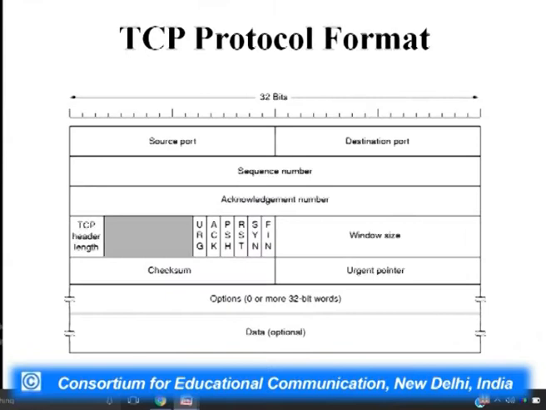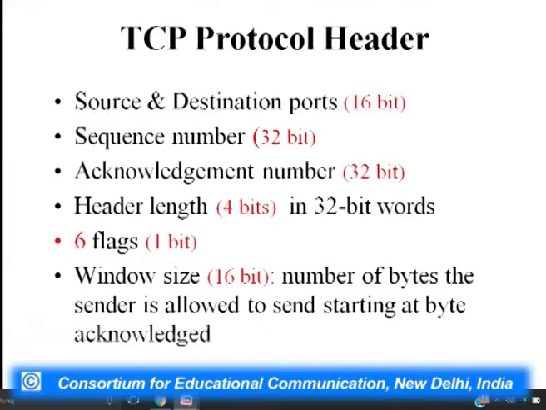Now, the next field is your header length, the TCP header length, and it is 4 bits in 32-bit words. What does it mean? That means if you have to specify length, you can say length is 0 32-bit words, length is 1 32-bit word, length is 3, up to how much? 15, because 4 bits means 2 raised to the power 4, which is 16, and 16 values means 0 to 15. So the header length can be 0, 1, 2, 3, 4, 5 up to 15. At a time only one value.